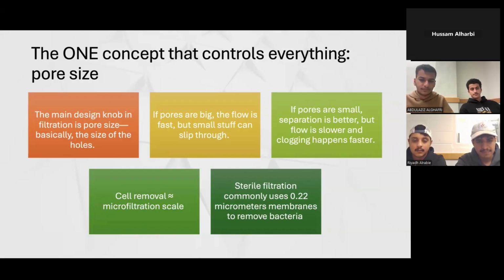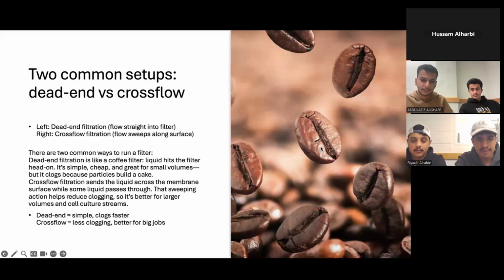On this slide, we have the two most common ways to run a filtration system, which is dead end and cross flow. Dead end filtration works just like a regular coffee filter. The liquid hits the filter straight, and everything that doesn't pass through stays on the surface. It's simple and cheap, and it's for small volumes. The cross flow filtration works differently. Instead of hitting the filter head on, the liquid flows across the surface of the membrane while only part of it passes through. That makes the cross flow much better for large volumes and for cell culture streams.